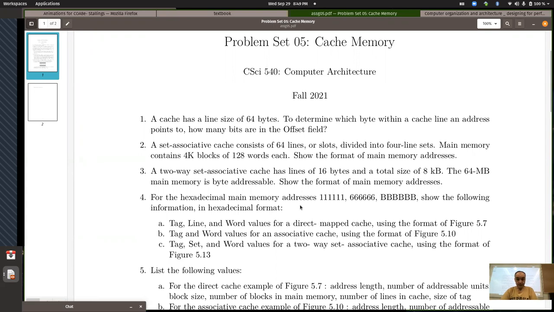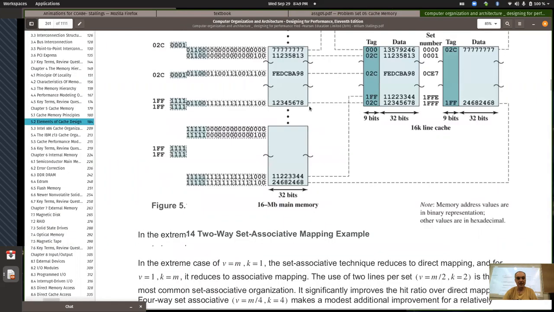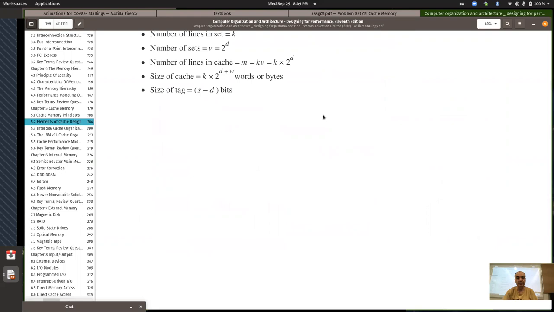So yeah, we're going to either refer to it as a direct cache or an associative cache. But anytime somebody calls it set associative, that's going to be one of those alternatives.